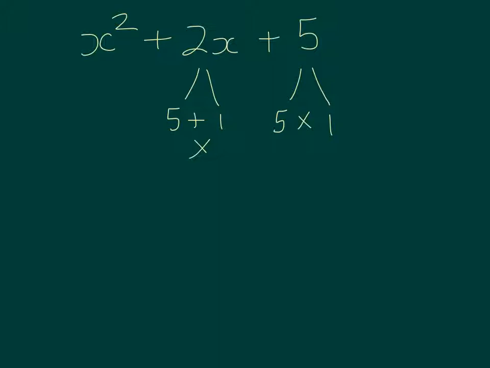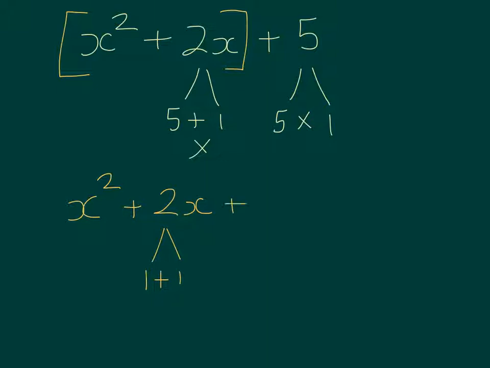In this method, we have to take the first two terms and turn it into a perfect square. Now, a perfect square means I have the same two numbers that add to give the middle term and the same two numbers that multiply to give the last term. So the 2x tells us it has to be 1 plus 1. Therefore, our last term is going to be 1 times 1, which is 1.